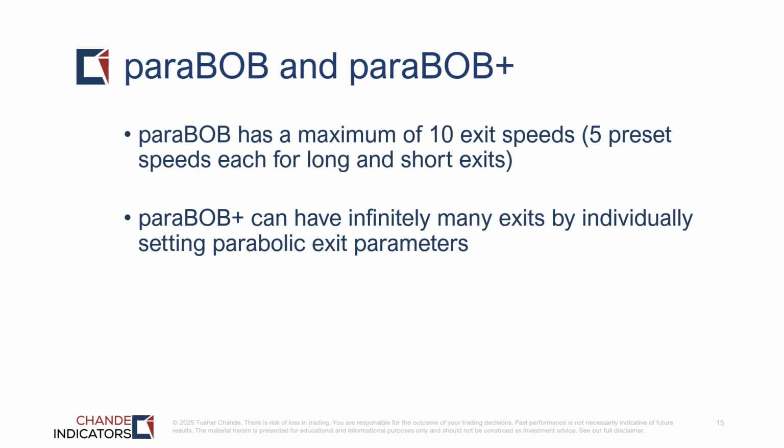And the difference between paraBOB and paraBOB plus is that the paraBOB has a maximum of 10 exit speeds, 5 preset speeds each for long and short exits, but the paraBOB plus can have infinitely many exits by individually setting the max step size and the ramp length.